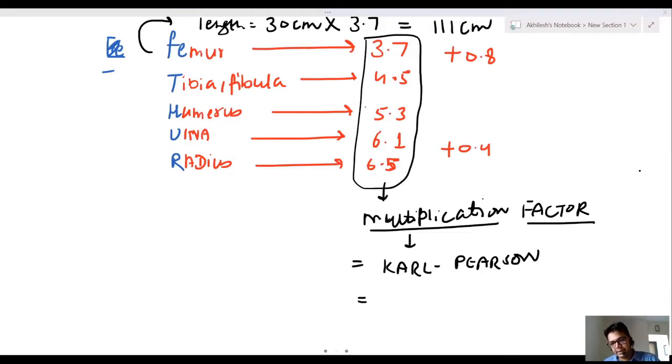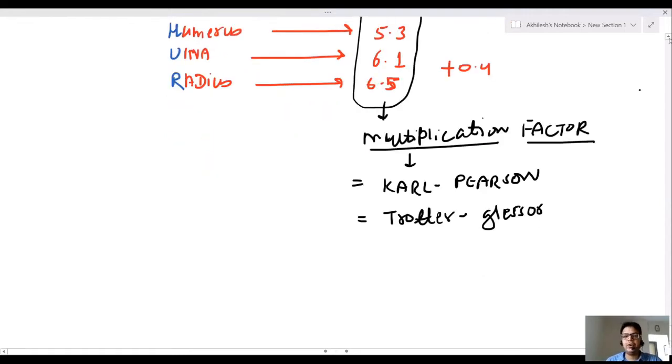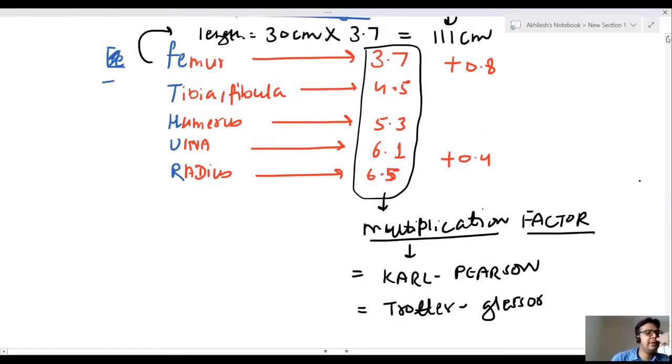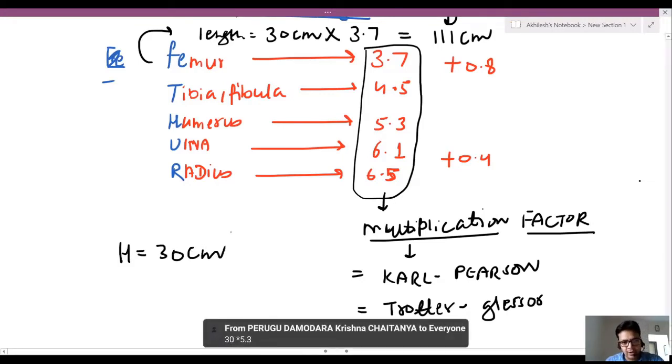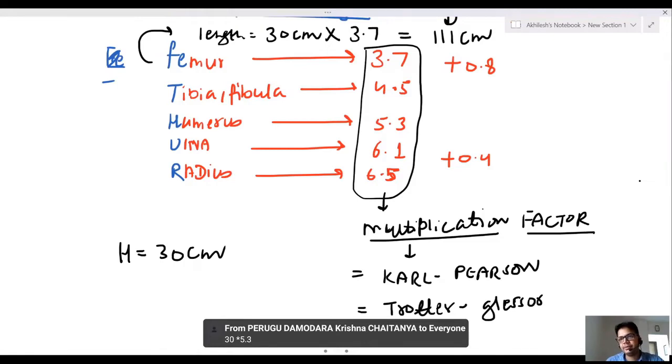Karl Pearson, and Trotter and Glaser. Now, sometimes a question comes: Karl Pearson formulas are used for stature. Now I am asking one question, write down one numerical. If you found a humerus bone length of 30 centimeter, what is the stature of a person? Anyone? Stature of a person.